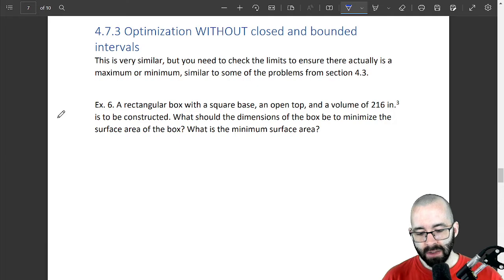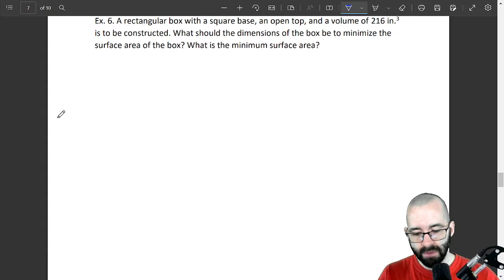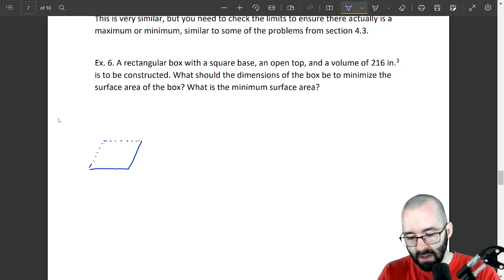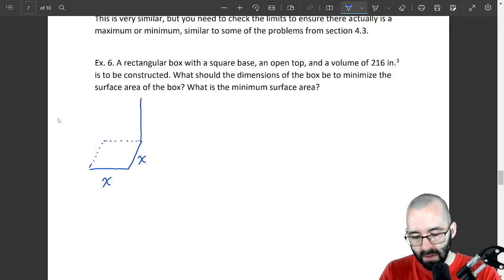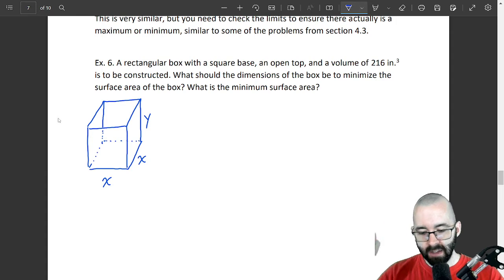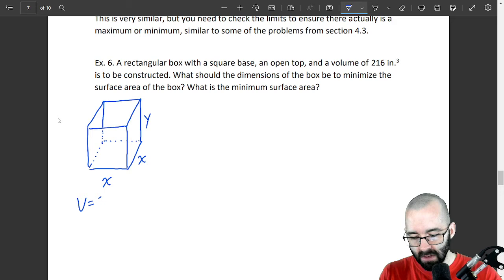We have a rectangular box with a square base and an open top and a specific volume that we're constructing. So let's start by drawing a picture. Rectangular box with a square base. The base is square. We can call it x by x. And an open top. So it kind of looks like this. Some height y, sure. And the volume is 216 inches cubed.